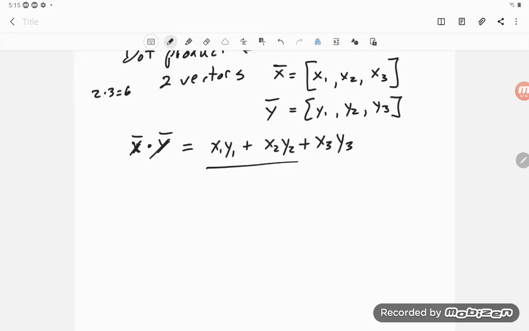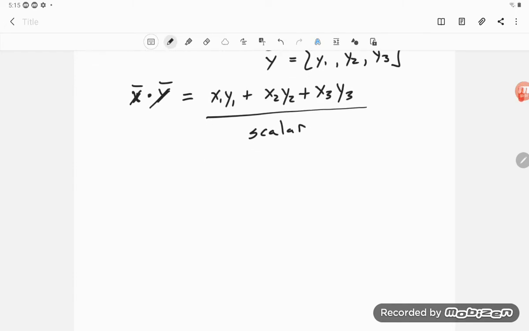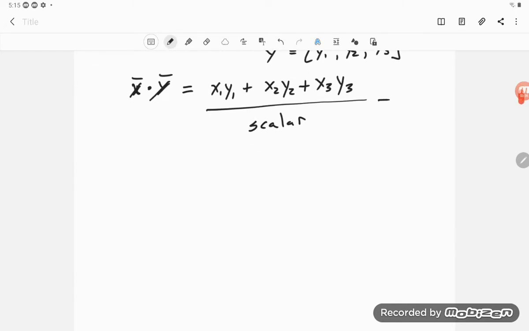So the important thing to realize here is a dot product between two vectors creates a scalar. Okay, this is a real number. So that dot product is that.